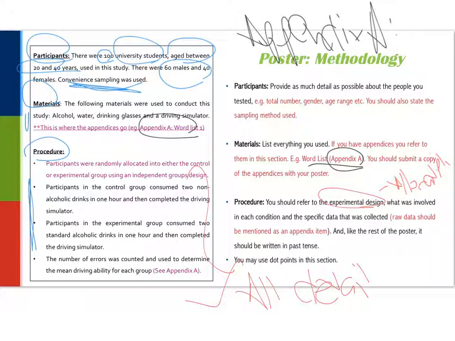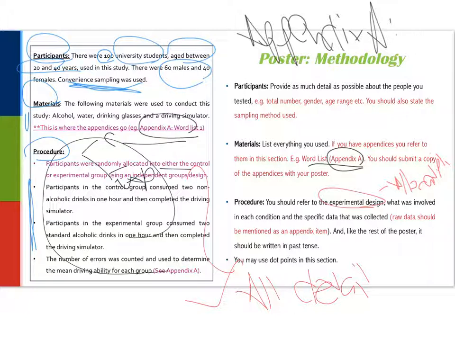Now, if it helps you, you can actually use subheadings in here. So you could even say participants were randomly allocated into an independent groups design, and then you could have a subheading for control group and tell me what they did in the control group, and then have a subheading for experimental group if you wanted to, and tell me what they did there. If that makes it easier for you, you needn't do that, but if it helps you with your structure, I'm happy for you to do that.